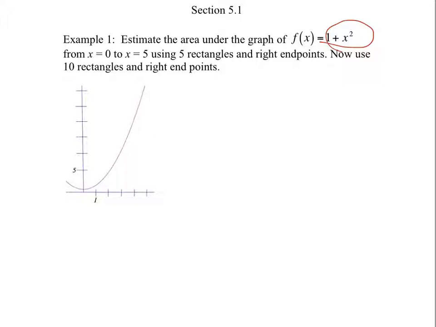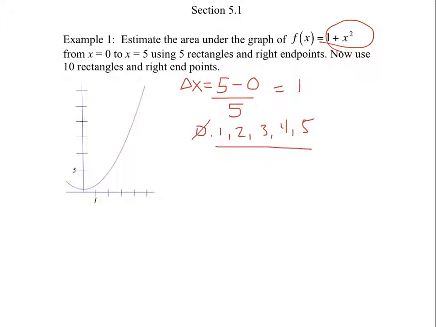So one of the first things we want to do is ask ourselves, what is the change in x? Our change in x is going to be our rightmost endpoint minus our leftmost endpoint, divided by how many rectangles we're using. So our change in x in this case is going to be 1. That means to get the next endpoint, we're always just going to move a distance of 1. And if we're using right endpoints, then we don't start at 0, so we have 1, 2, 3, 4, 5 if we go by ones. We want all of these and not the furthest left one.